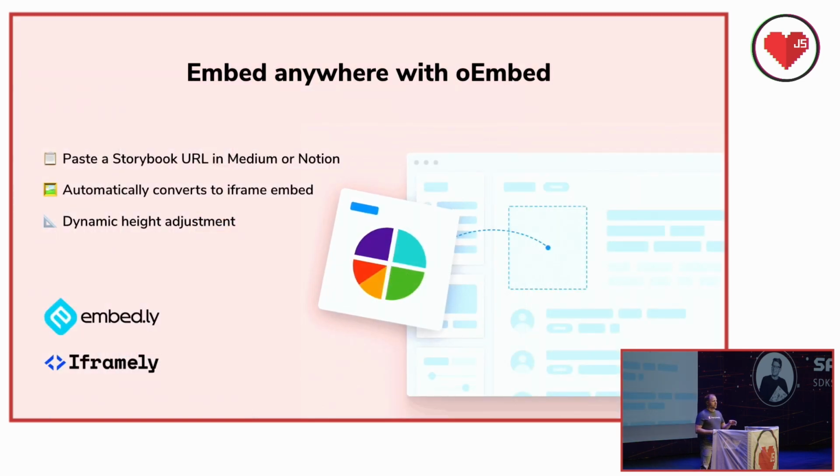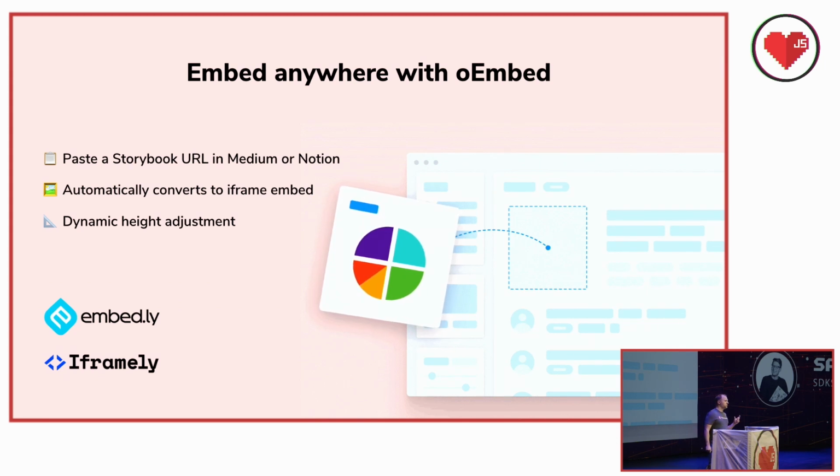So the third way to share your components and your stories is to embed them in other places around the web. You can simply take a Storybook URL as it is published on Chromatic. You can copy that URL and paste it into a Medium blog post that you're writing, or a Notion document, or other places that support the embed standard. What we do is automatically convert that into an iframe embed, and automatically also dynamically adjust the height of that iframe so that it fits with the component.